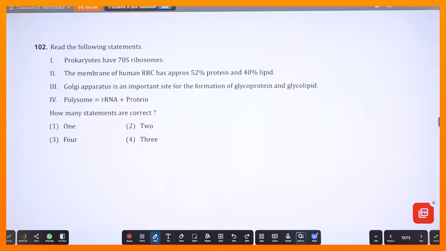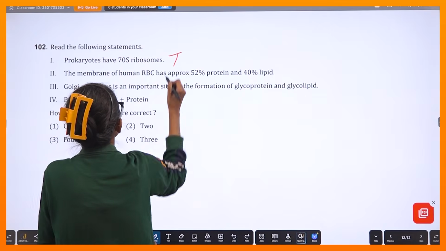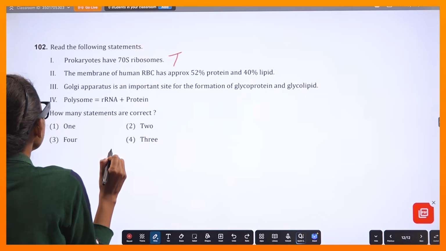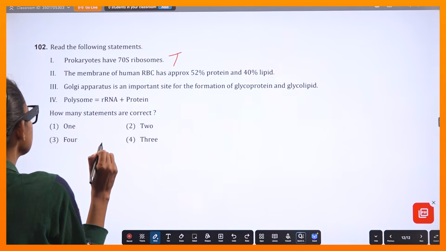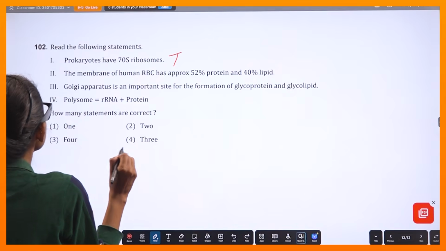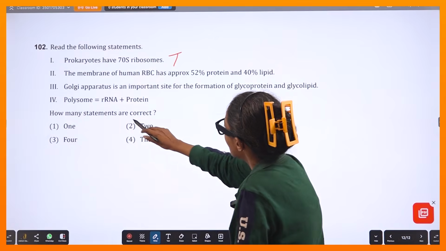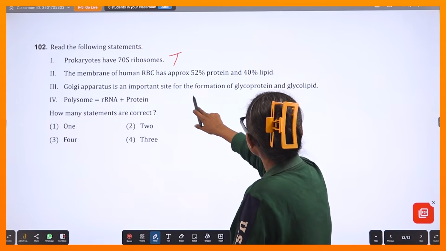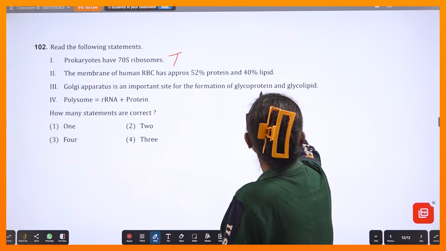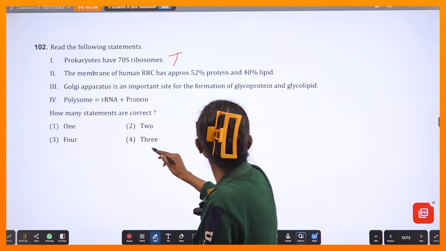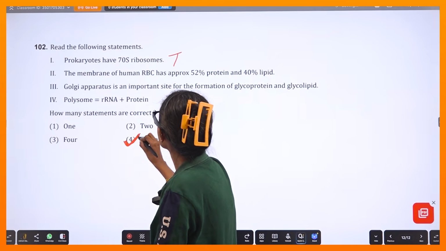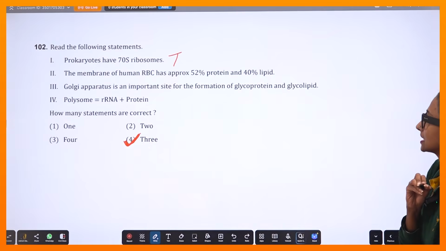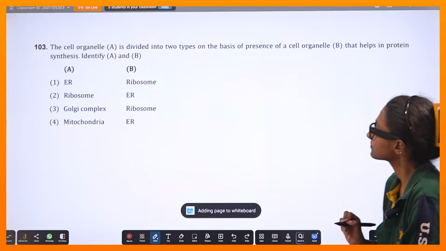Read the following statements. Prokaryotes have 70S ribosomes. True. Okay. Then polysome, rRNA plus protein, 52%. That means polysome, Golgi apparatus is an important site for formation of glycoprotein and glycolipid. That means I'm going to take this option. Right? Okay, let's move on.